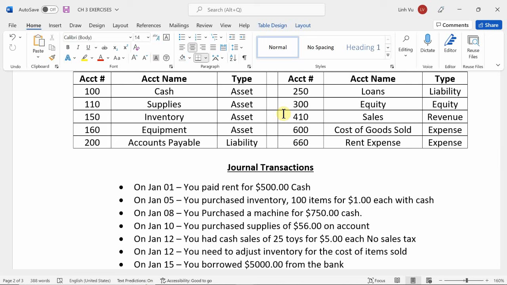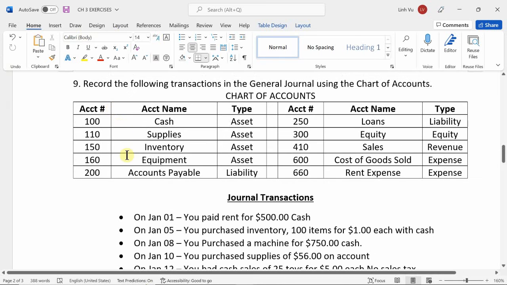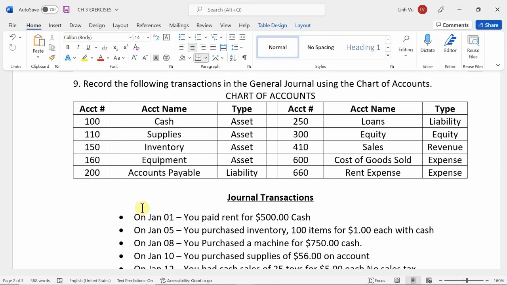Supplies. How did I pay for it? So in this case, how did I pay for it? On an account, right? We owed the store money. So let's go ahead and determine, okay? Do we have supplies in our chart of accounts? Yes. Okay, do we have anything that relates to an account?